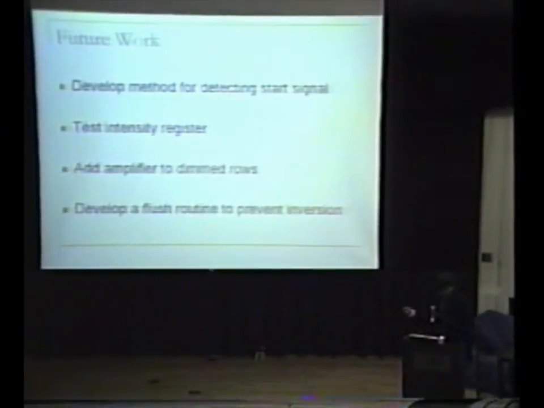Future work would be to fix these problems, develop the rest of the code to detect the start signal, and do testing of the intensity registers to find out what a suitable intensity would be to be viewed at ambient light values. An amplifier should be added to fix the dimming rows 2, 3, 5, and 6. And it's my belief that a flush routine would fix the random inversion of characters, because I believe it's due to a corruption of the digit registers after several digits have been displayed.